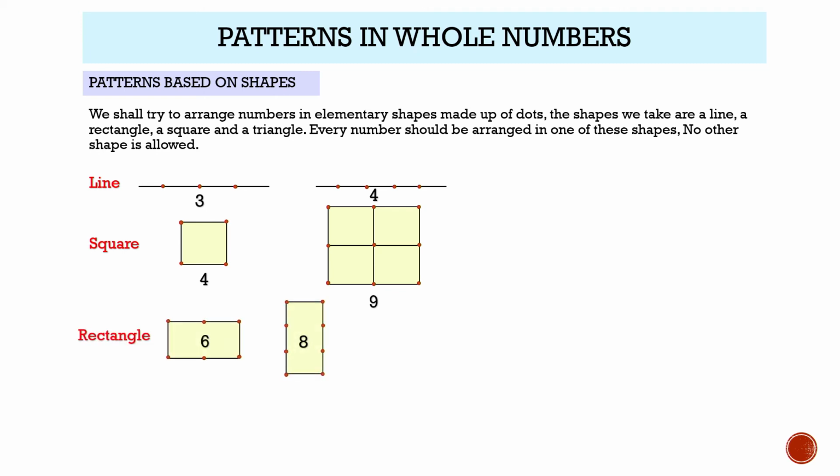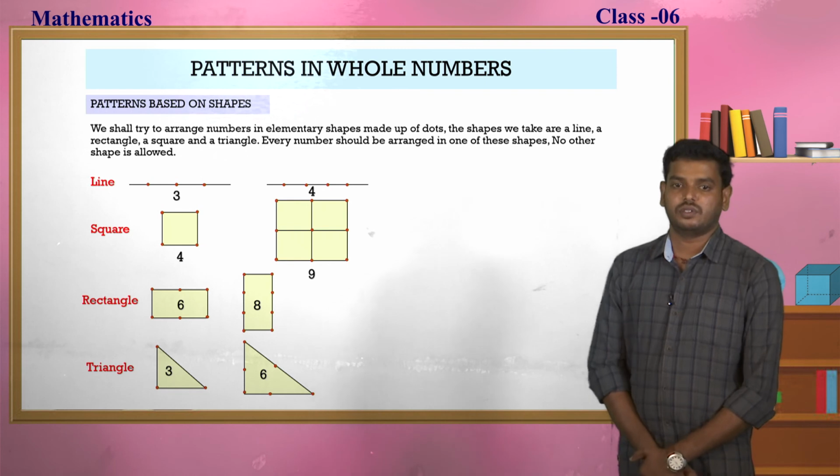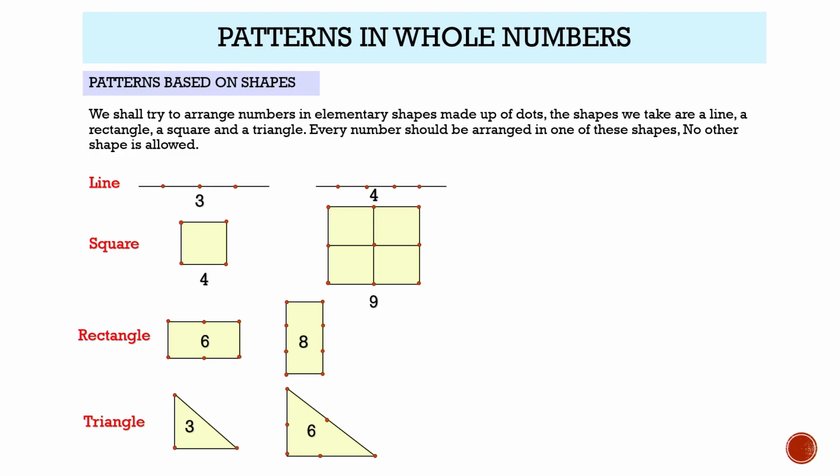By using 6 dots, we can draw the rectangle in horizontal way. By using 8 dots, we can draw the rectangle in vertical way. Got it, children? Next we will have triangle. Of course, for triangle 3 vertices or 3 dots are needed. With the help of 3 dots, we can draw a triangle. In the second figure, by using 6 dots, we are drawing a triangle.